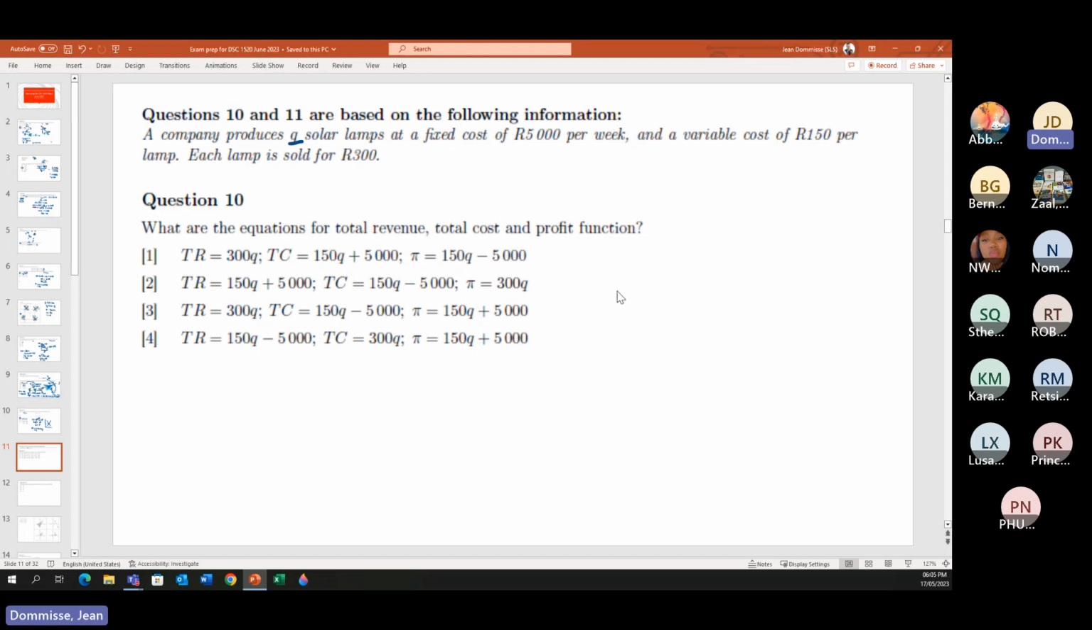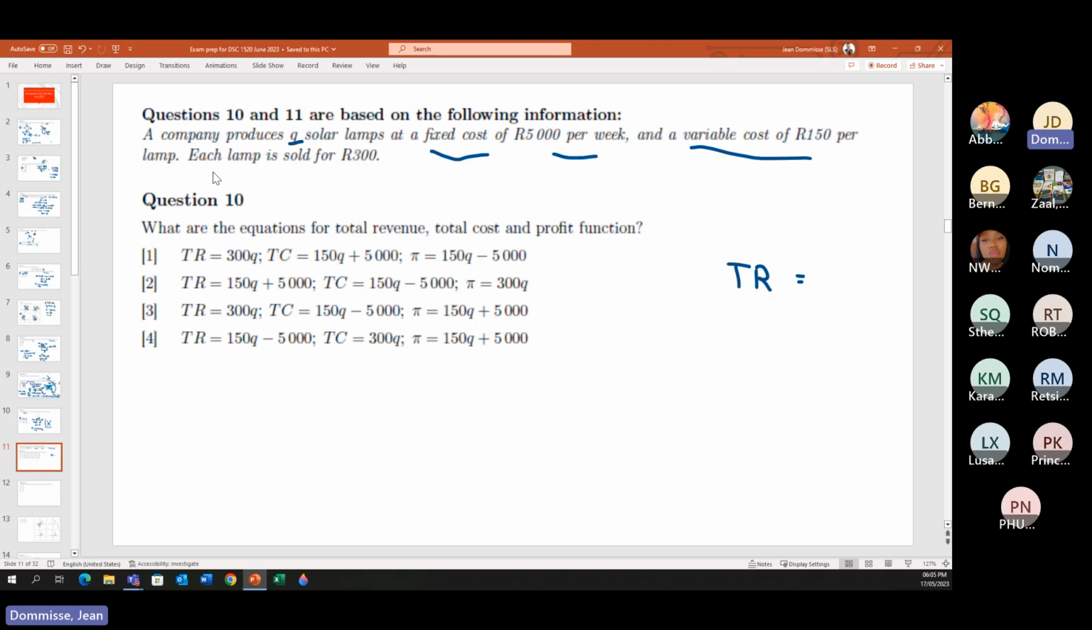Okay, this was ages ago. Somebody predicted, obviously, that we will have issues. A company produces Q solar lamps at a fixed cost of 5,000 per week and a variable cost of 150 per lamp. Each lamp is sold for 300 rands. Okay, so for me, the easiest one first is total revenue.